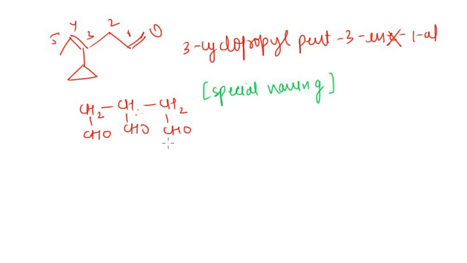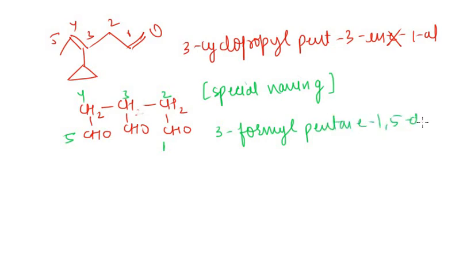If in the normal naming you see, you will be having 1, 2, 3, 4, 5. You will be including these two carbon in the principal carbon chain, and the third CHO you will be using as a substituent, and you will be naming it as a formyl. So you will be naming it as 3 formyl pentane 1,5 dial. Obviously, if you do not know the rules of special naming, you will be naming it like this. But this is absolutely wrong.